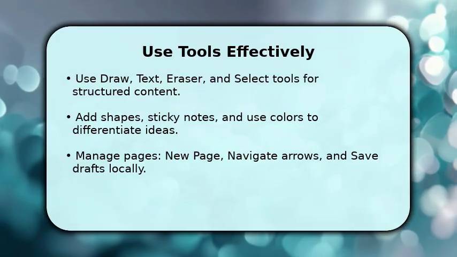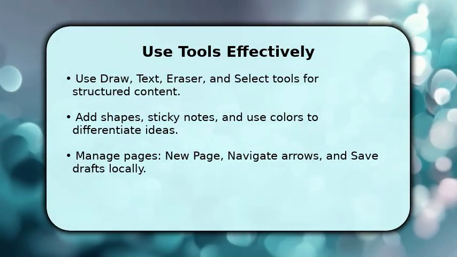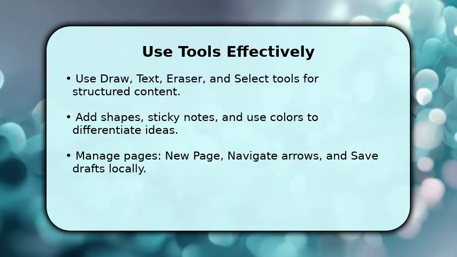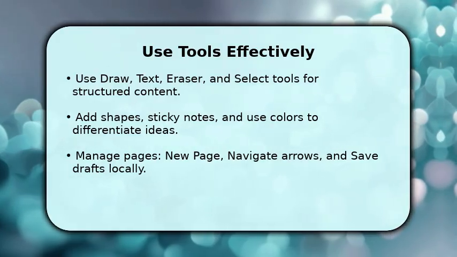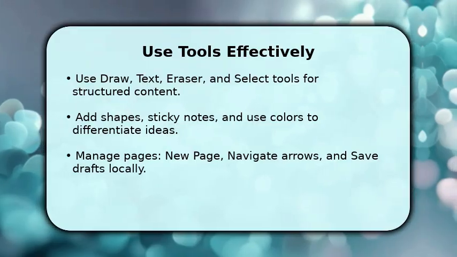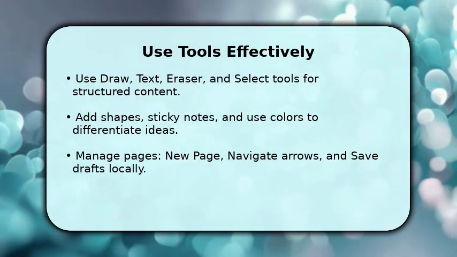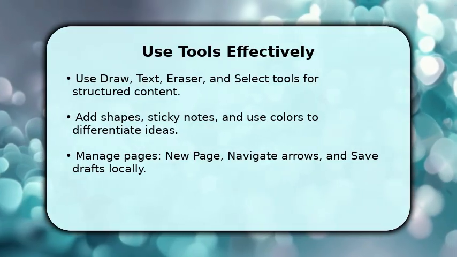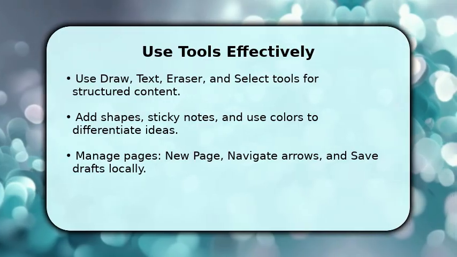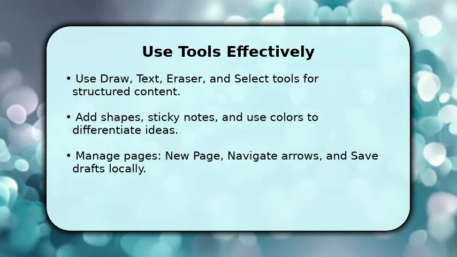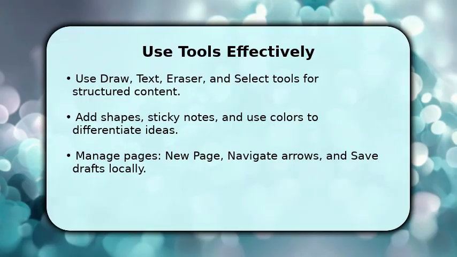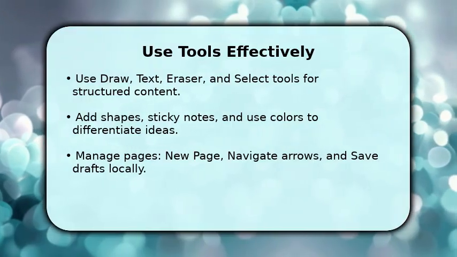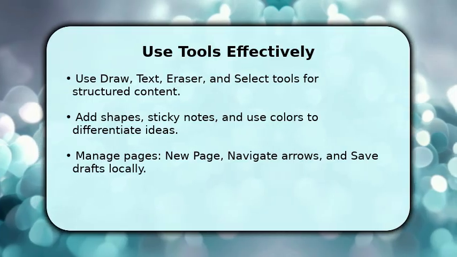Use Draw for diagrams, text for labels, and the eraser to correct mistakes. Change colors to signal priority or categories. Add shapes or sticky notes to group concepts, and use the Select tool to move items. This speeds rearranging. Make new pages when a concept grows, and navigate with the arrows. Save drafts regularly so you can export content later. These steps keep your board organized and clear for participants.